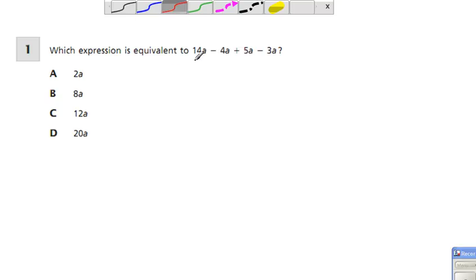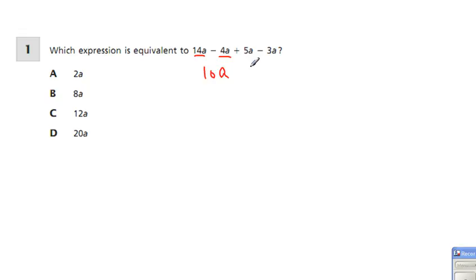Here we can combine like terms such as 14a and then 4a. So we're subtracting 4a from 14a, we will end up getting 10a, but we have adding 5a. So essentially what we end up doing is 14 minus 4 plus 5, and we'll end up getting 15a, but we have to subtract 3, which is essentially equal to 12. Okay, that becomes our final answer.